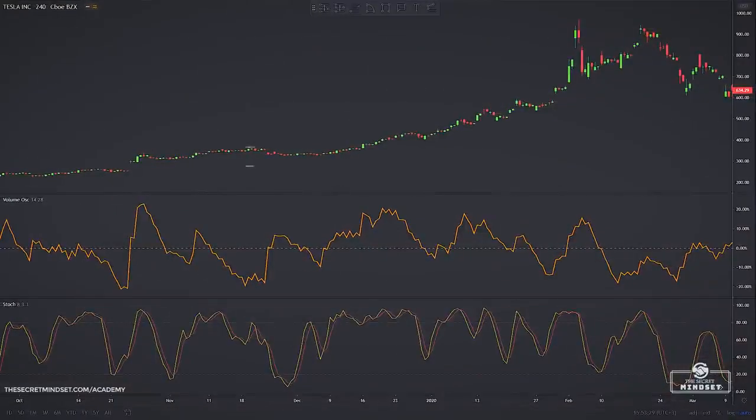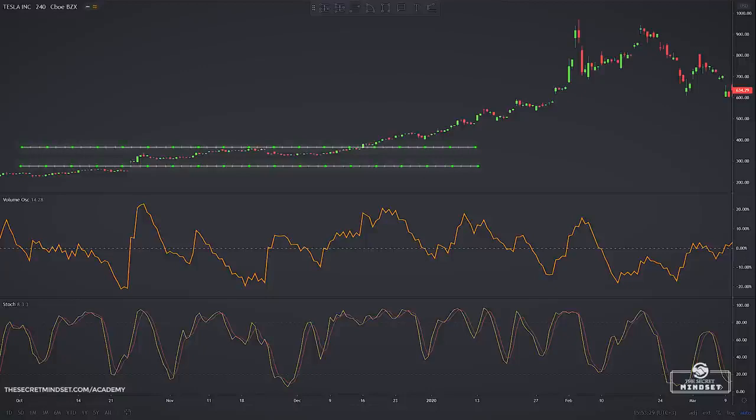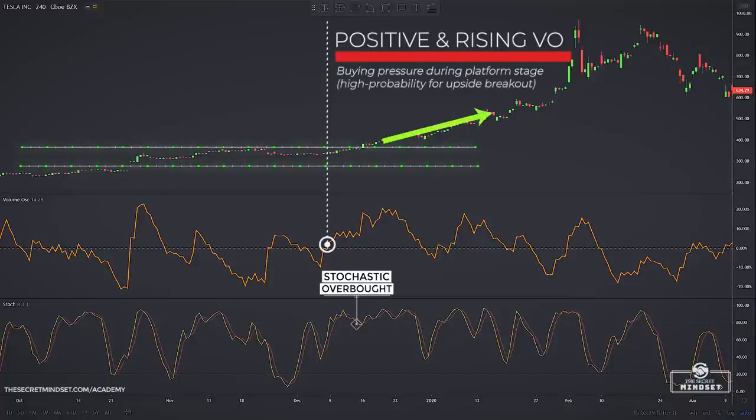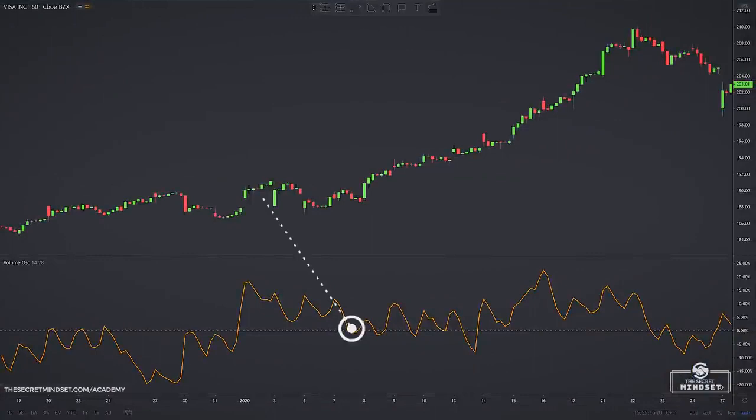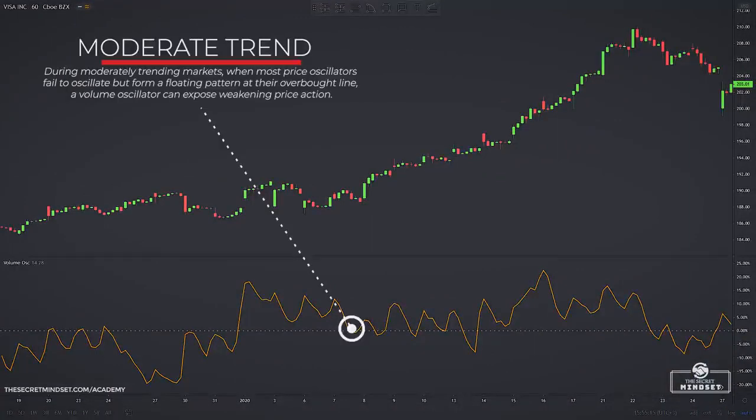In this example, the stock formed a platform during several months. Stochastic was overbought during this period, then slipped downward during the platform stage. However, the volume oscillator continued to rise during this period, followed by an upside breakout move. During moderately trending markets, when most price oscillators fail to oscillate but form a floating pattern at their overbought line, a volume oscillator can be an invaluable analysis tool for swing traders and position traders, exposing weakening price action before a retracement.